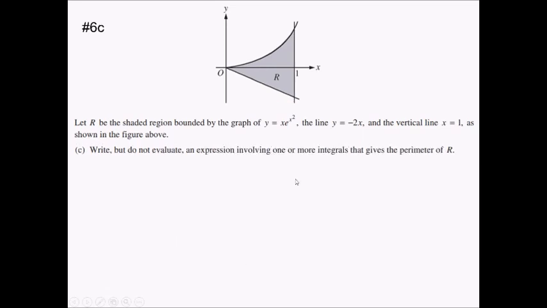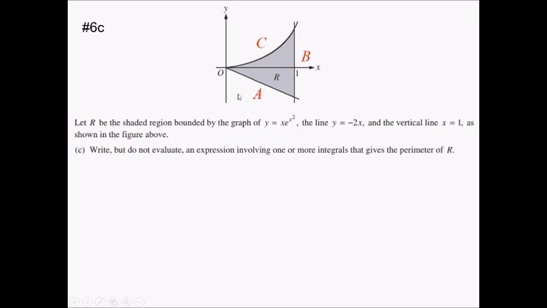For this last problem part, they want us to write but not evaluate an expression with an integral for the perimeter of this R region. Because there's a lot of different things going on here, I'm going to start by labeling each side. I've got A, I'll call this one over here B, this will be C up here, and I'll just find them individually, and then when I'm done, I can just write perimeter equals A plus B plus C.